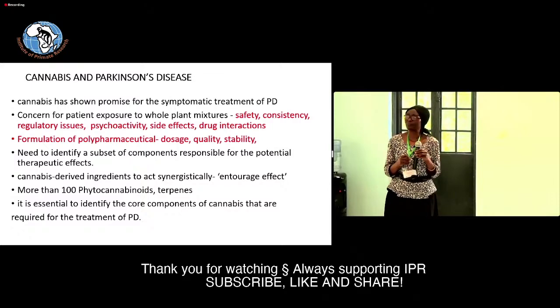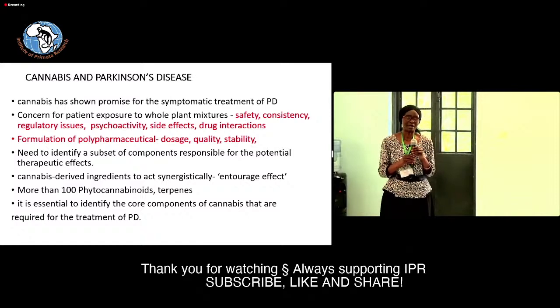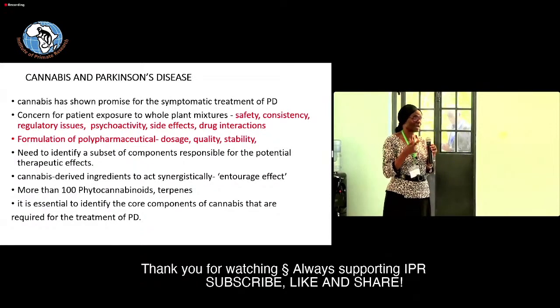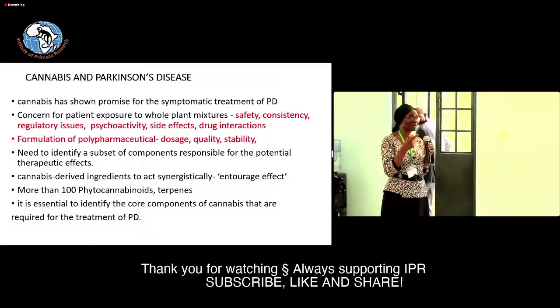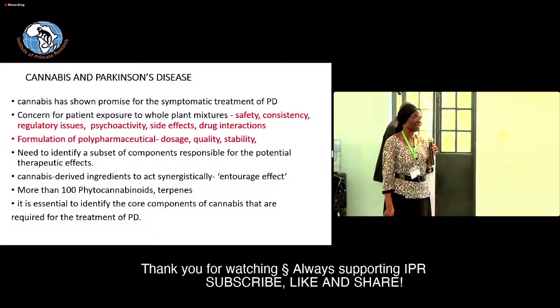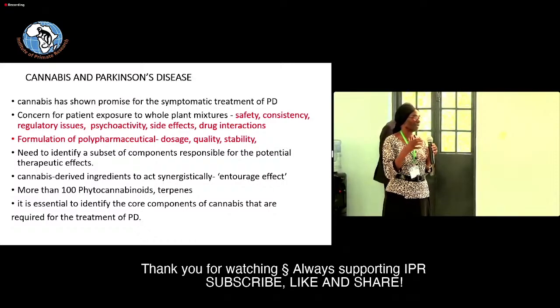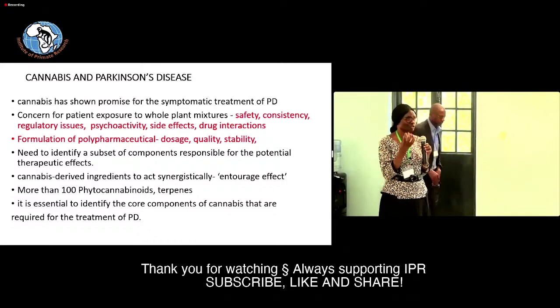Okay. So therefore, the angle that I want to emphasize today is that there is a need, if we do not want to isolate, because there are certain active principles that have been isolated from cannabis. There is even medical cannabis, some of which have been isolated and patented and are being used, but we still have a place for using a total mixture.